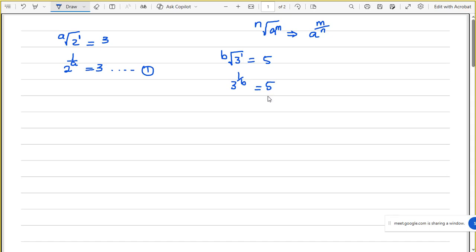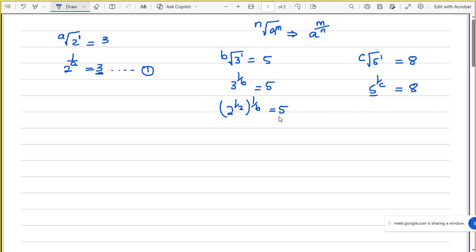Are you still with me on that? Yes. But now we know what 3 is. We know that 3 is 2 to the power 1 over 2. So where there's 3, I can write 2 to the power 1 over 2, everything to the power 1 over b, and this is equal to 5. You understand? Yes. Nice. Then the next one, it's c root 5. We know that 5 is to the power 1, and this is equal to 8. So we can write this as 5, the 1 on top, the c on bottom. This is equal to 8.